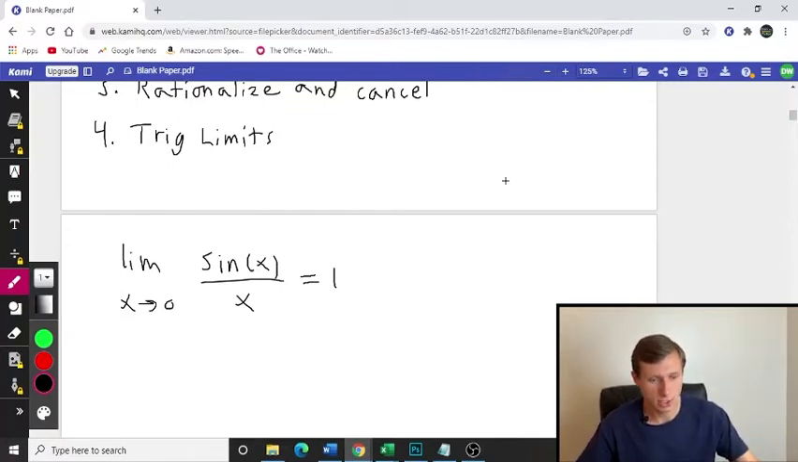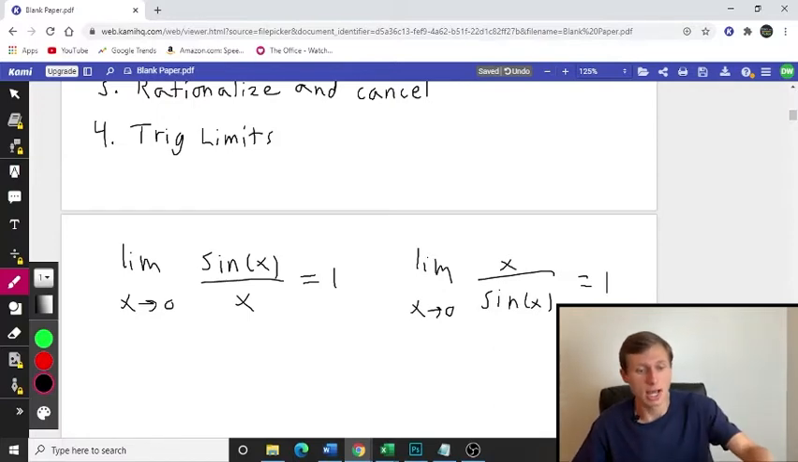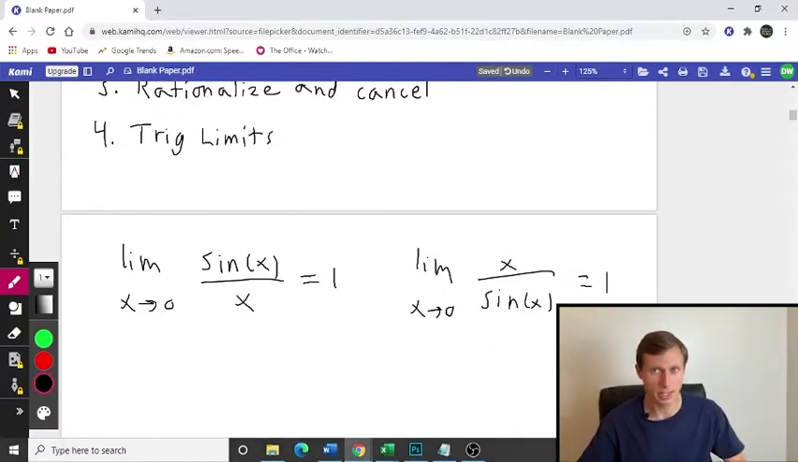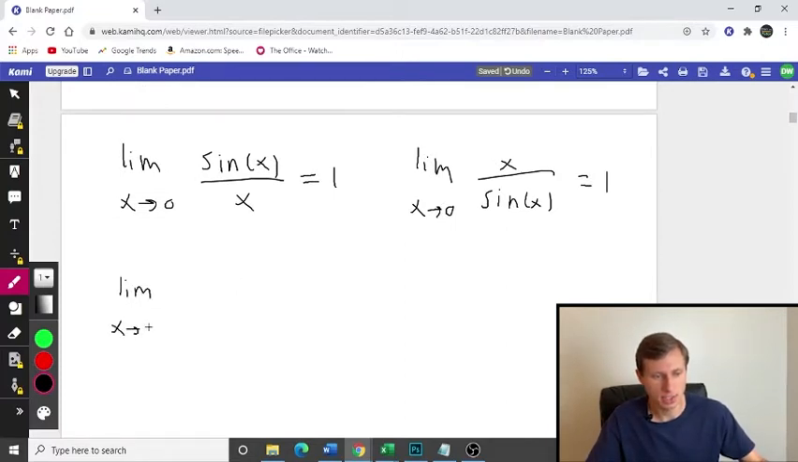And another thing, actually, if you were to do the reciprocal, limit as x approaches 0 of x over sine x, that would also be 1. So just a fun thing to know. But one thing that's super important is that limit has to be as x approaches 0. It has to.